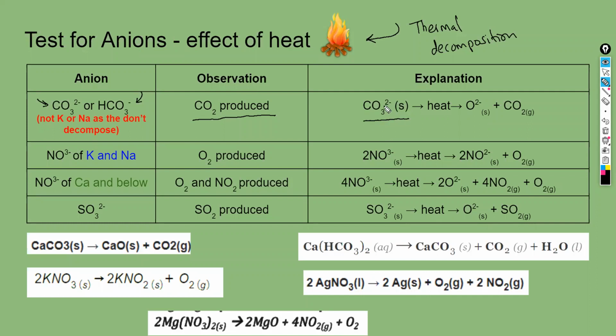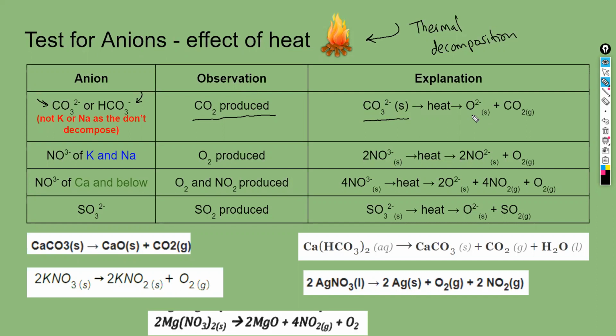Now, if they ask you for the ionic equation, you start off with this. CO3 2 minus, well, usually anything that has carbonate, right? We take any solid form of it, right? And we add heat. And when you add heat, you get O2 minus plus carbon dioxide.